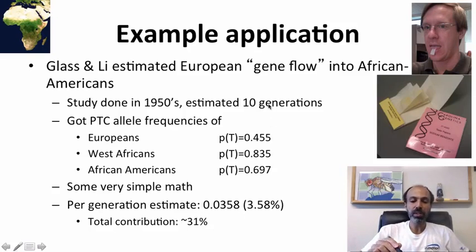Given the number of generations, since they estimate this is over about 10 generations, they estimate about 31% of the African American genetic makeup comes ultimately from European ancestors, which is potentially somewhat surprising.